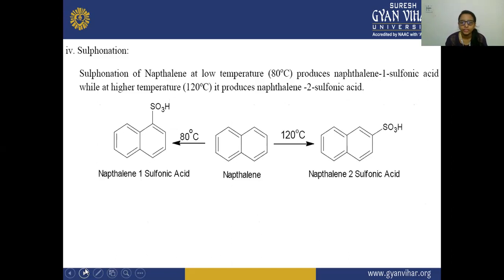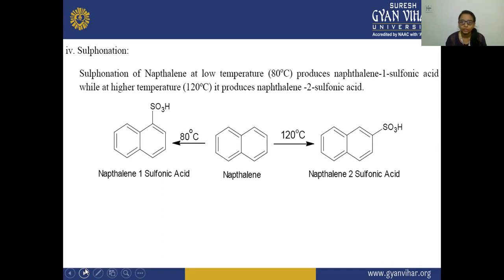Next is this reaction. We have already studied the method of preparation and the chemical properties of naphthalene in the last lecture. So today is sulfonation. When naphthalene undergoes sulfonation at low temperature, it produces naphthalene 1 sulfonic acid, while at high temperature, it produces naphthalene 2 sulfonic acid.